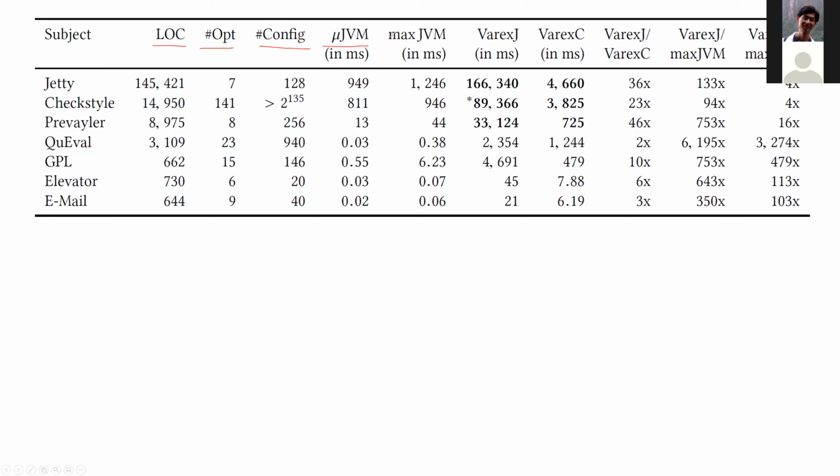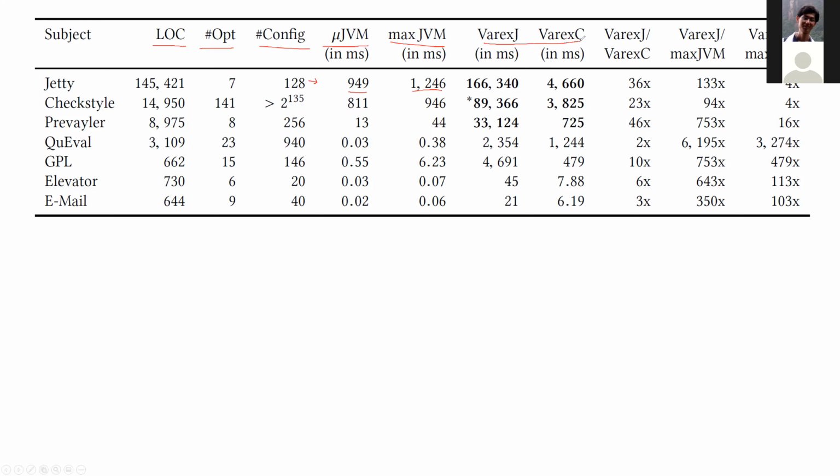For the JVM baseline, they execute the original source code with a single configuration on an unmodified JVM. For one of these configurations, it takes on average 949 milliseconds to execute the whole program. And then max JVM is the maximum time it took for one of the configurations to execute.